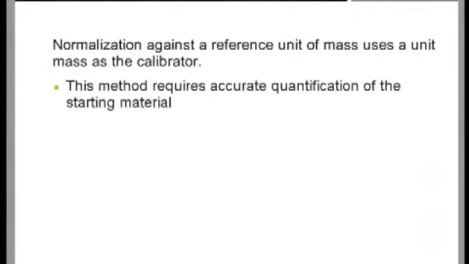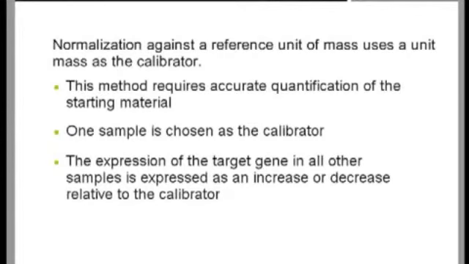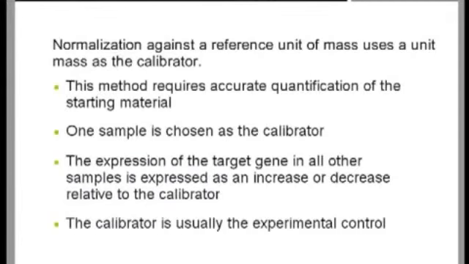The first of these methods is normalization against a reference unit of mass. This method uses a unit mass, such as a cell number or amount of nucleic acid, as the calibrator, and so requires accurate quantification of the starting material. Usually, one sample is chosen as the calibrator or control, and the expression of the target gene in all other samples is expressed as an increase or decrease relative to that calibrator. The calibrator is usually the experimental control.